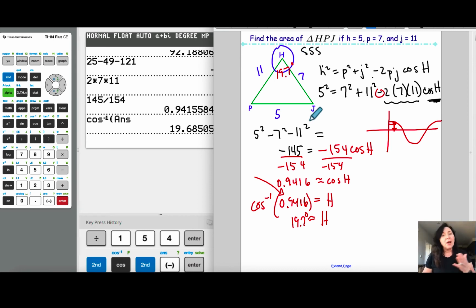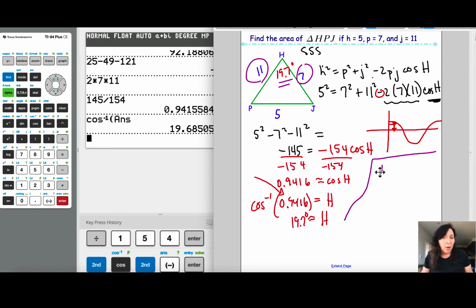And now I have, let me erase that. Now I have side angle side. And because I have side angle side, right, I have the side, angle, and then the side, now I can use this formula for the area, which is 1/2, right? Oh, let me write area.